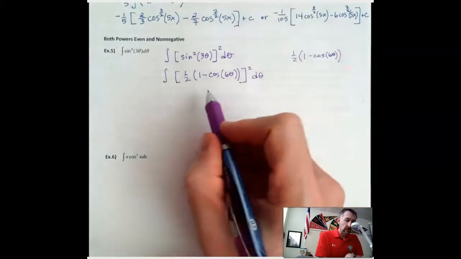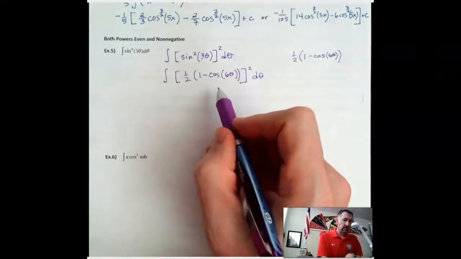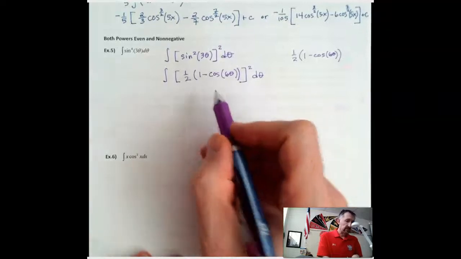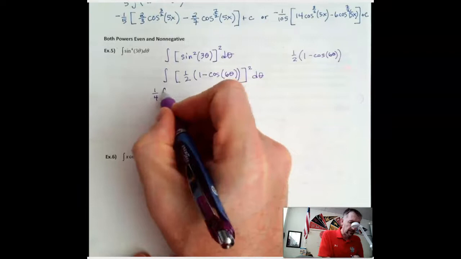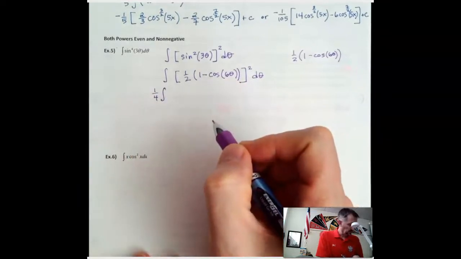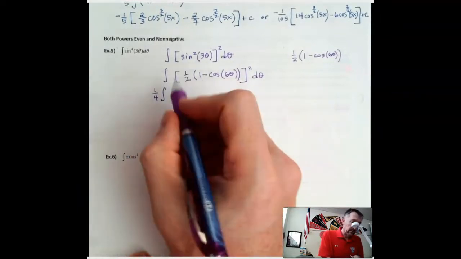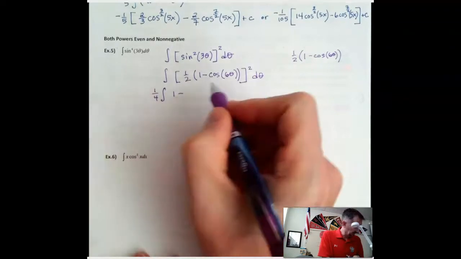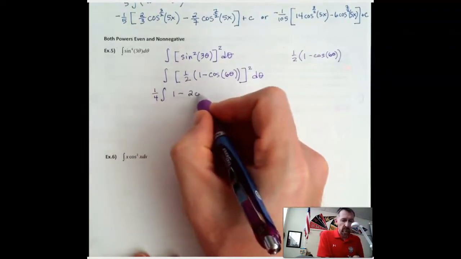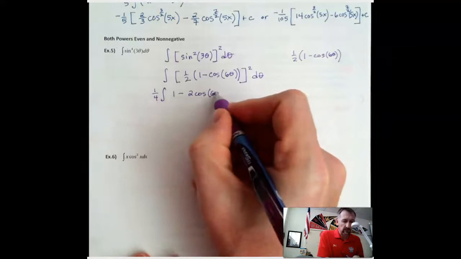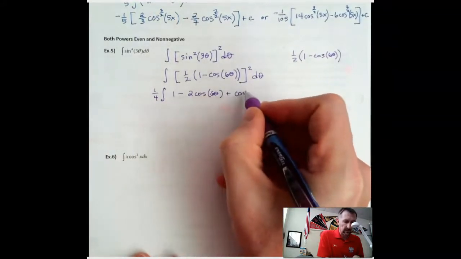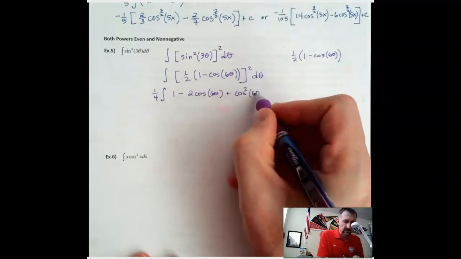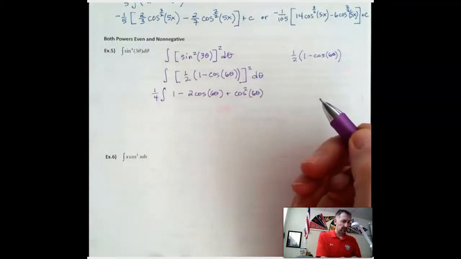Okay. Now here we can square this out. So if we square that, that would be 1/4, and then this would be 1 minus 2 cosine 6 theta plus cosine squared 6 theta. And all of that would be d theta.